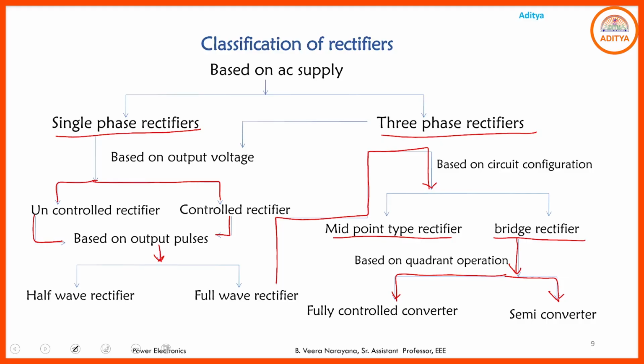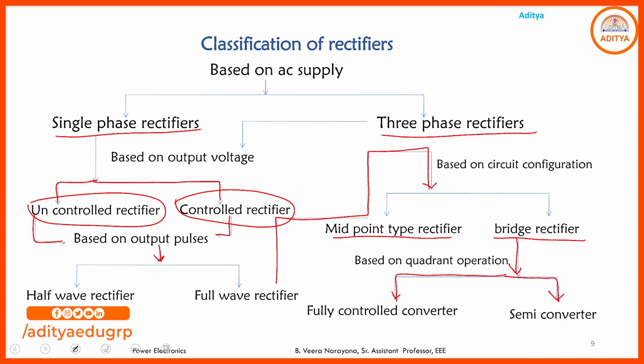So basically here, uncontrolled rectifiers mean we are getting fixed DC output voltage from fixed AC input voltage. So these converters are designed by using uncontrollable devices like diodes. If you go through these controlled rectifiers, we are getting variable DC from the fixed AC input voltage, and these controlled rectifiers can be designed by using controllable devices like SCRs or thyristors. So this is the basic difference. We will discuss the controlled converters.